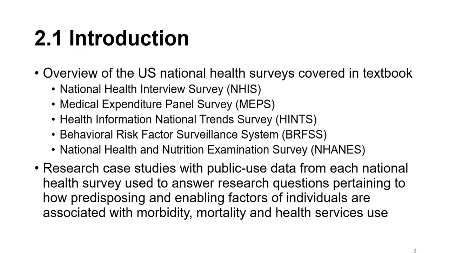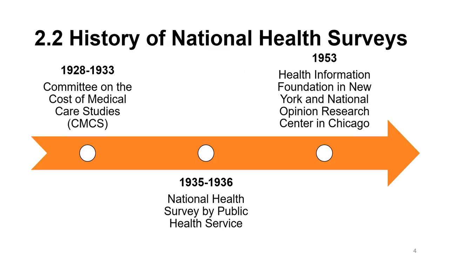used to answer research questions pertaining to how predisposing and enabling factors of individuals are associated with morbidity, mortality, and health services use. An example of the predisposing factors that will be evaluated as part of these research case studies in the textbook are race and ethnicity. Examples of the enabling factors that are used in this textbook as independent variables are those describing interactions between healthcare providers and patients.